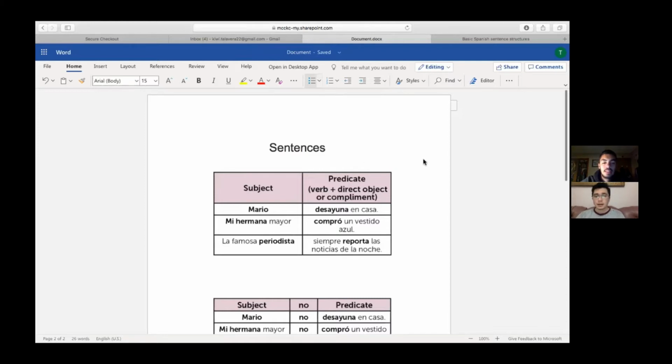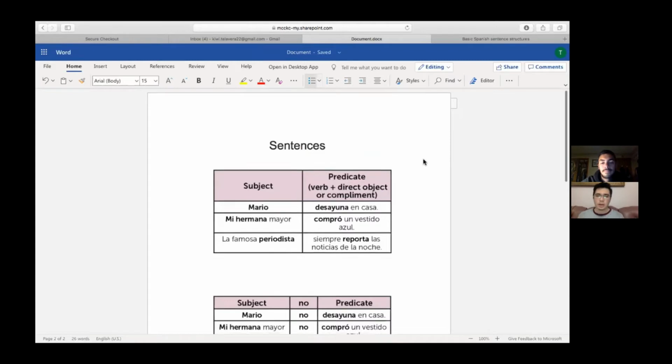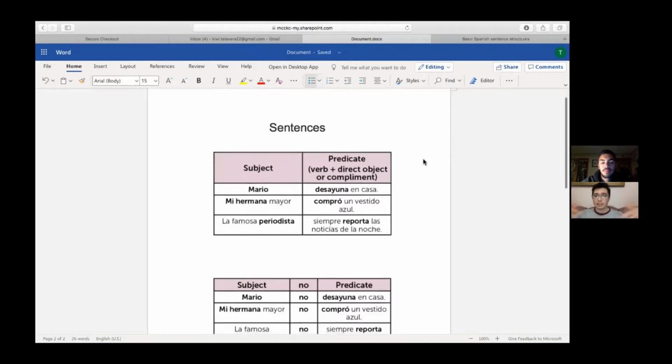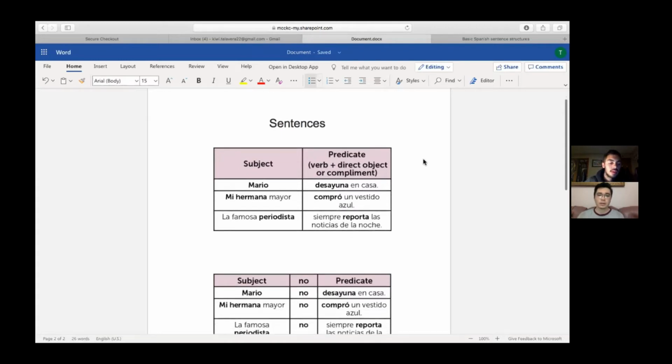We have been teaching you vocabulary in the past videos so that you can form sentences and have conversations. So today we're going to dive into sentences a little bit, just like an intro to sentences. Sentences are made up in English as they are in Spanish, or in Spanish as they are in English, of the subject and the predicate.